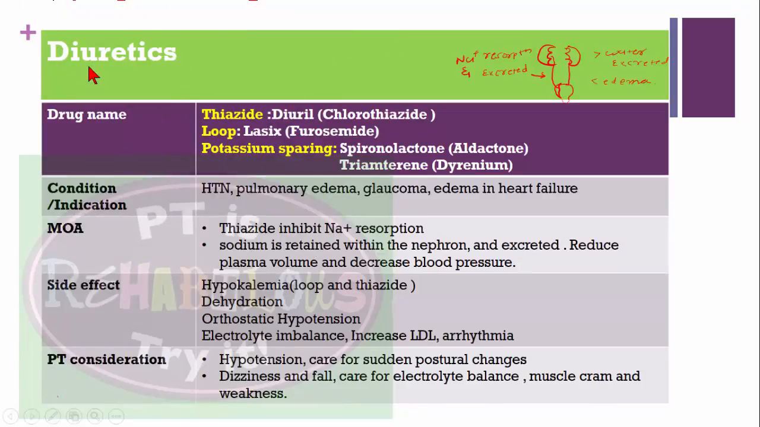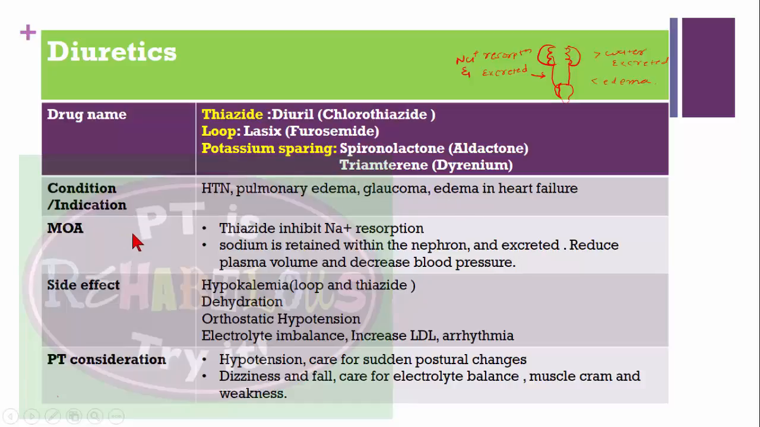Now we are going to see diuretics. Diuretics are thiazide, loop, and potassium sparing agents. Thiazide diuretics are known as Diuril, chlorothiazide; loop diuretic is known as Lasix, furosemide. Potassium sparing agents are spironolactone, known as Aldactone, and triamterene, known as Dyrenium. Mainly they are used for hypertension, pulmonary edema, glaucoma, and heart failure. If the patient has more edema in their legs, we can use diuretics for that patient.